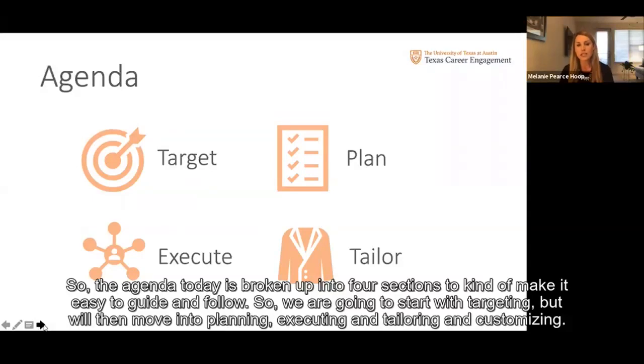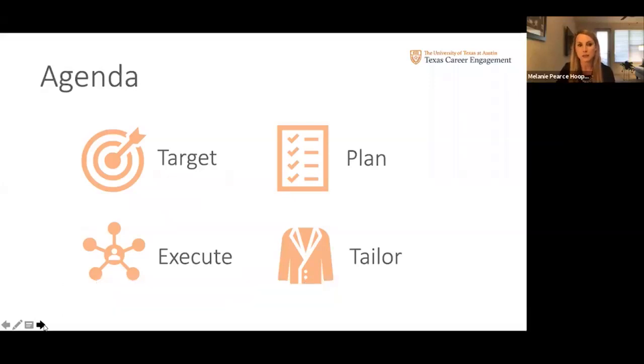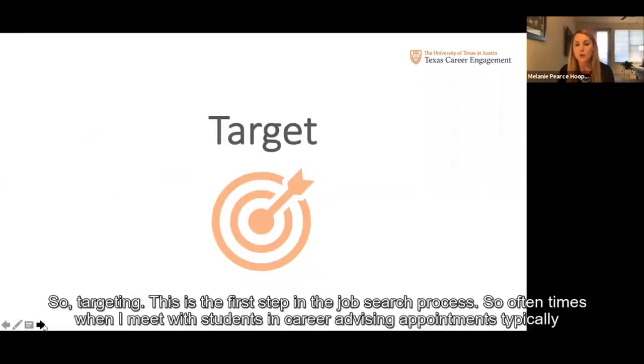So the agenda today is broken up into 4 sections to kind of make it easy to guide and follow. So we're going to start with targeting, but we'll then move into planning, executing, and tailoring and customizing. So targeting. This is the first step in the job search process.